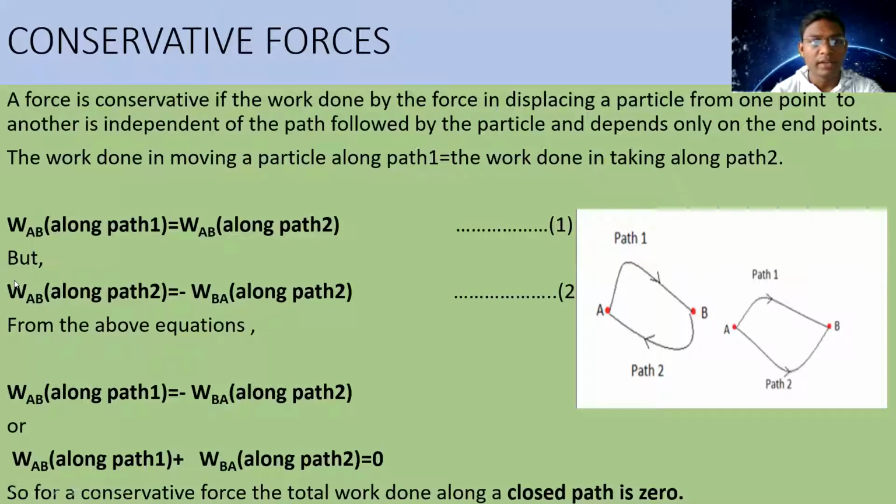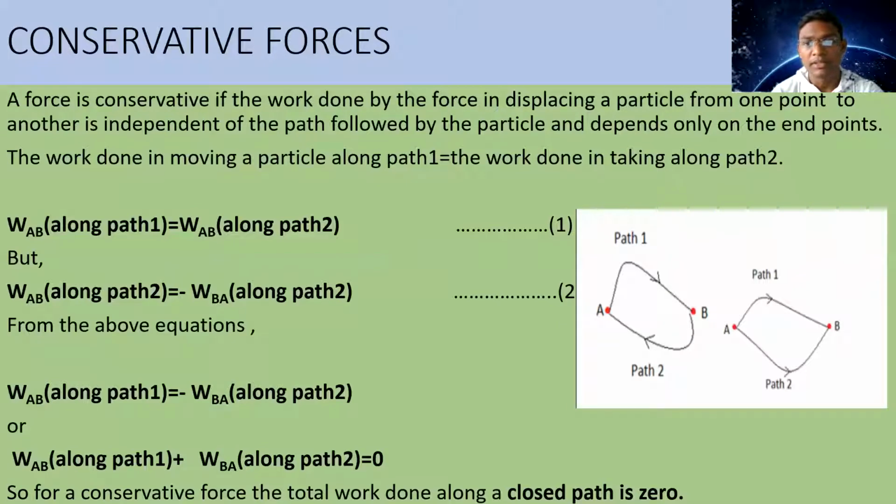Now see this line, WAB along path 2. See the first diagram now. Suppose I take the body from A to B along path 2, and now I bring back the body from B to A along path 2. Suppose in taking the body from A to B through path 2, I have done 100 joule of work. Then in taking the body through the same path from B to A, negative of this work will be done.